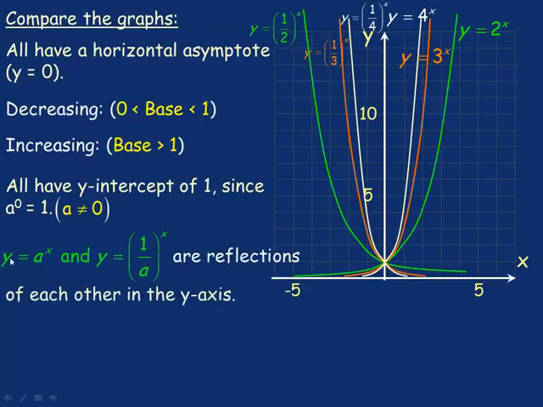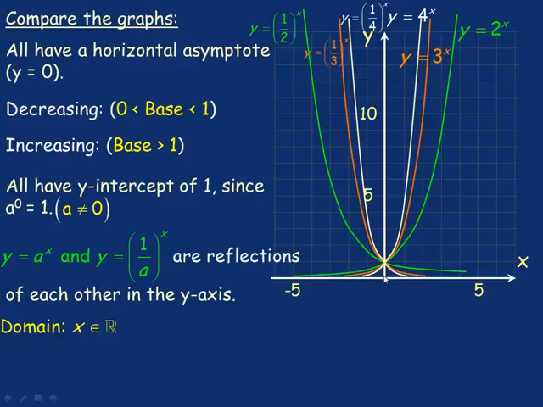Now, as I mentioned on the last page, y equals a to the x and y equals 1 over a to the x are reflections of each other in the y-axis. All of these functions have a domain of the entire set of real numbers. They go forever to the left and forever to the right.